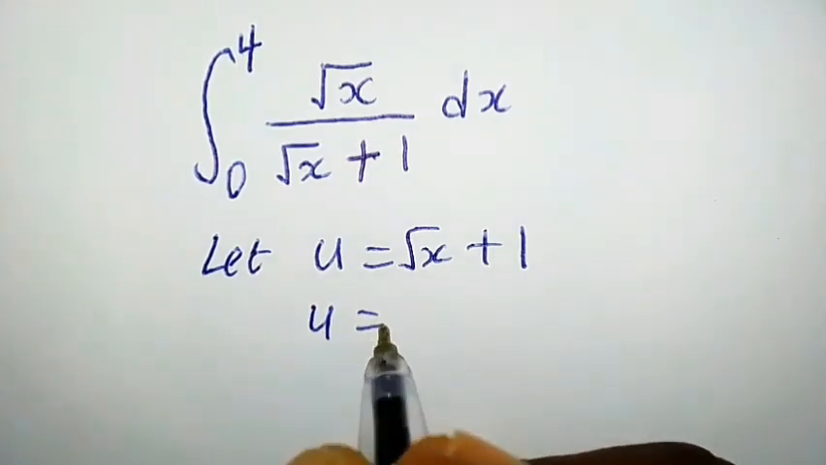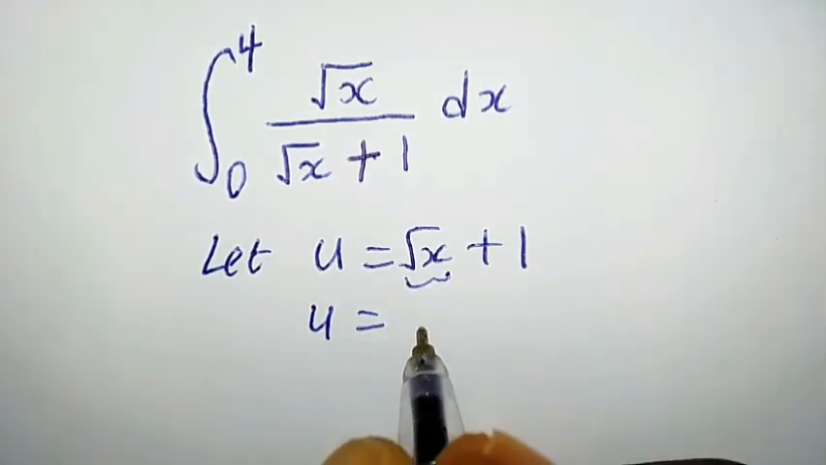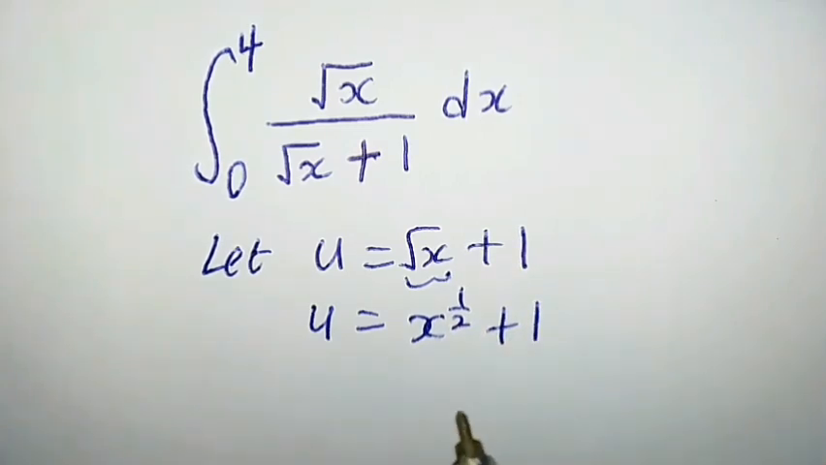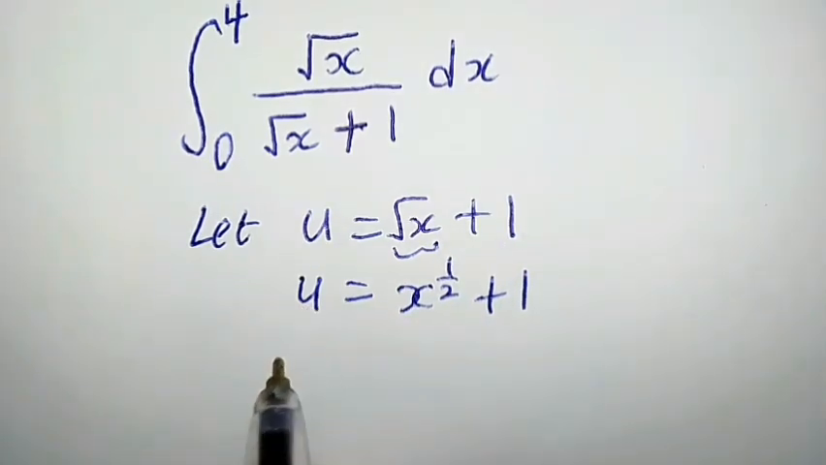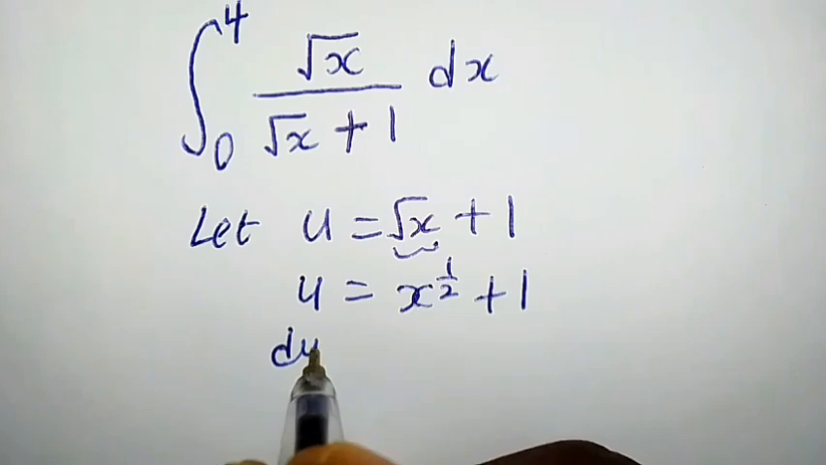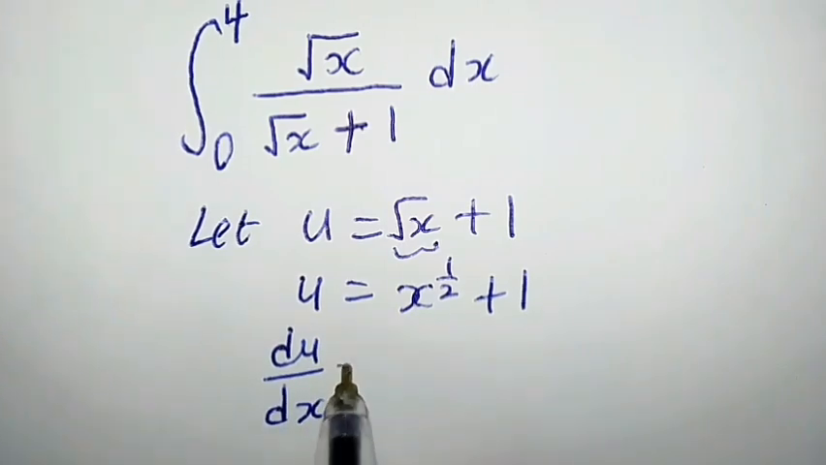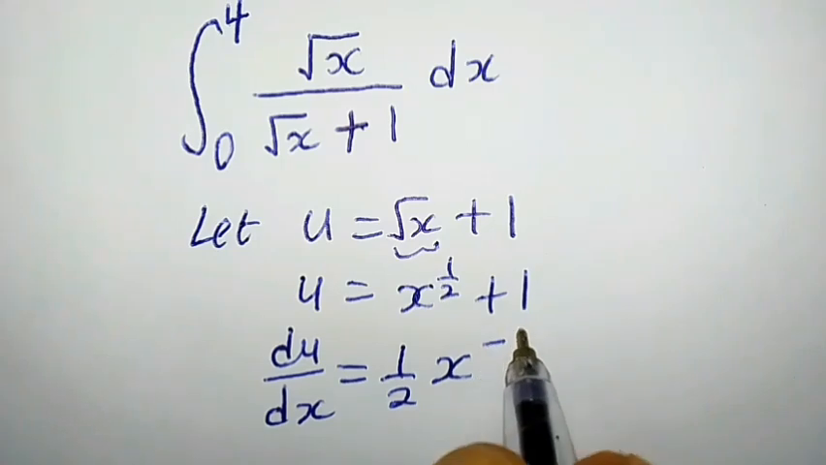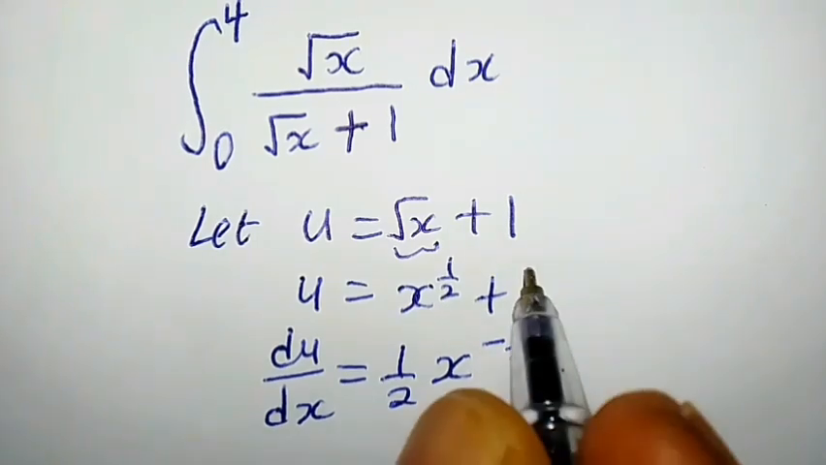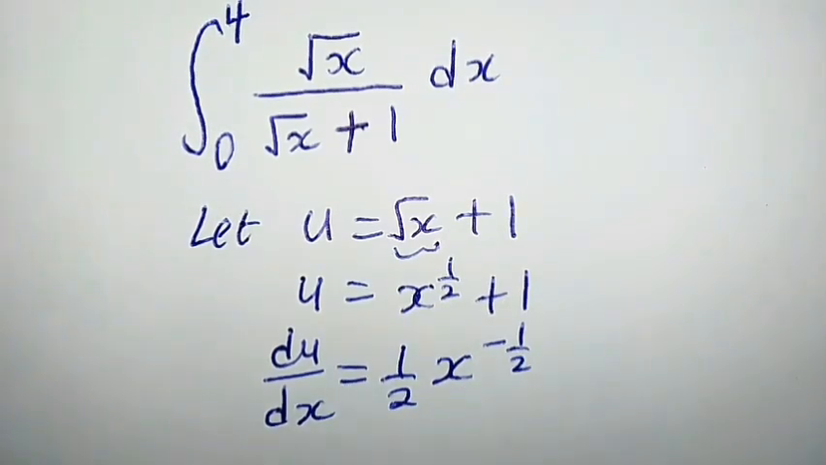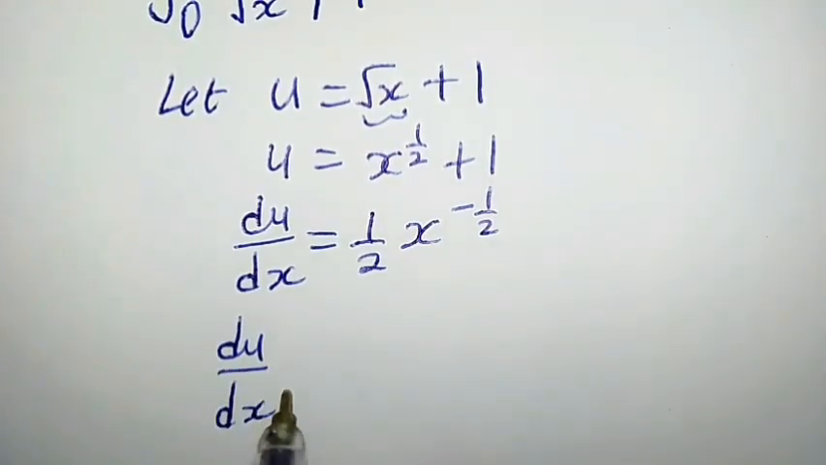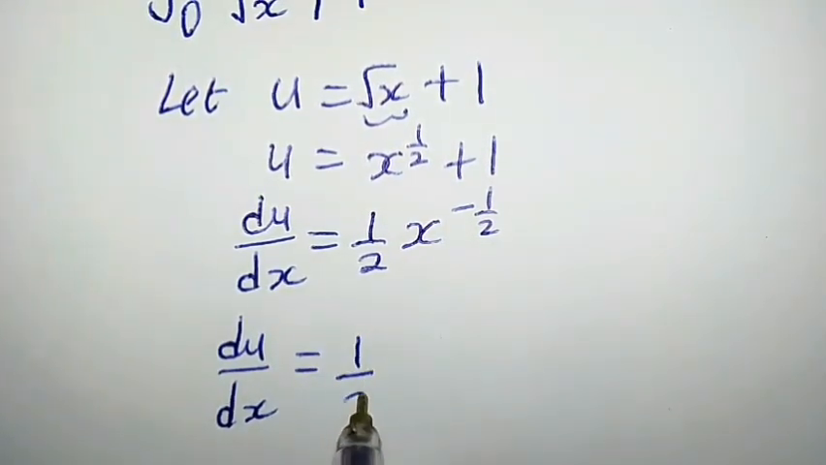So u is equal to square root of x, which can also be written as x to the power of half, plus 1. Differentiating both sides with respect to x, we have du dx equal to 1 over 2 times x to the power of negative half. Whenever we differentiate a constant, that gives 0. So let's proceed further. du dx is equal to 1 over 2.